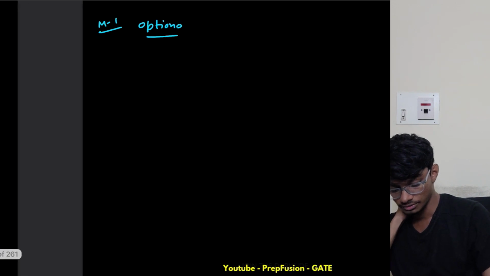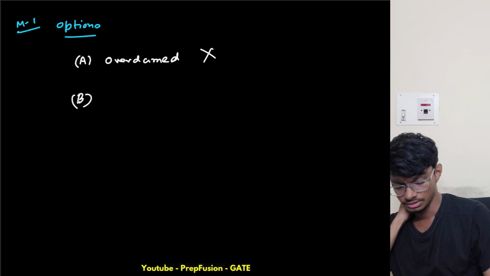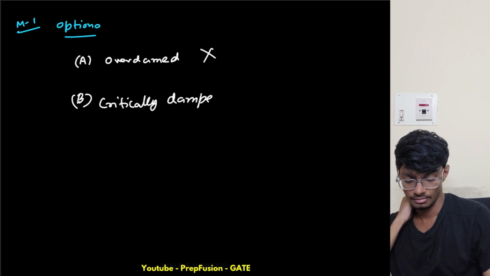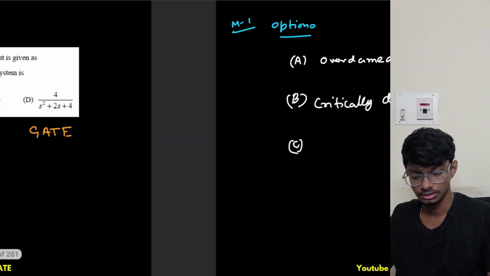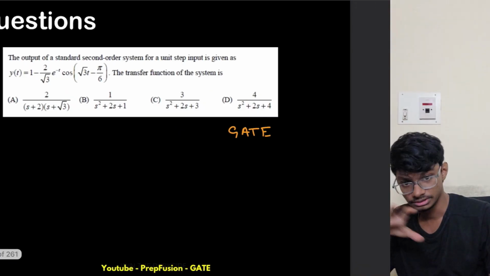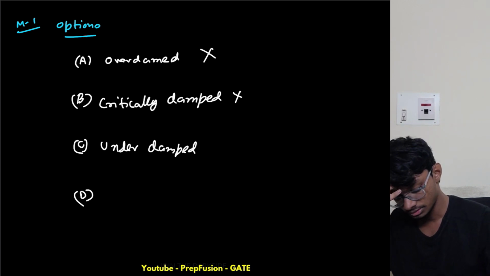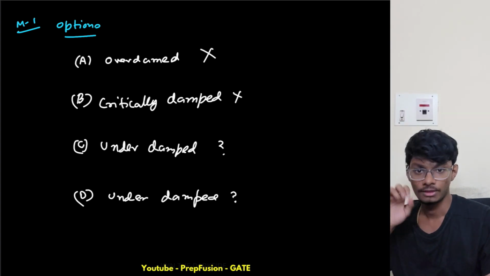So first one, which is option A, over damped, hence it is eliminated. Second one is critically damped, okay, hence it is also eliminated. And my third one, what is the third one? Third one is under damped, right? So this can be my answer. And fourth one is okay, also under damped. So I don't know about this one yet, okay. These are all question marks, so I have to check.